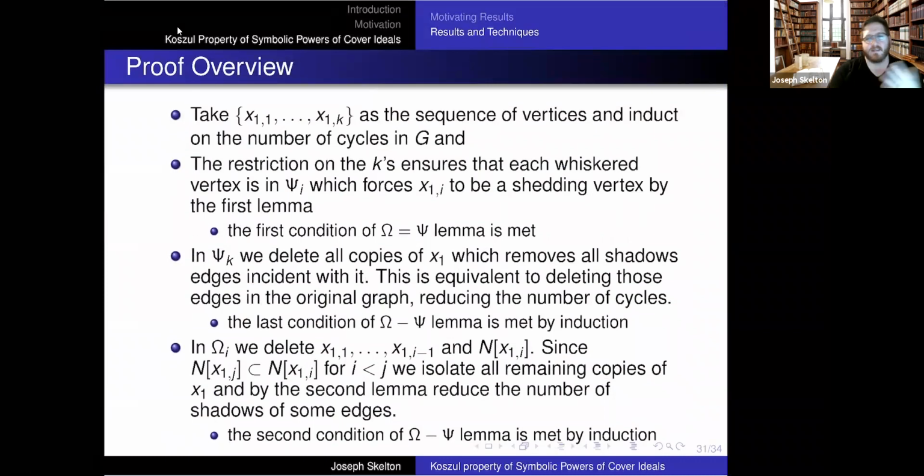The proof of this, in a very hand-wavy fashion: we let the sequence be, take a whiskered vertex, whatever one you want. The sequence is all copies of that vertex. And then induct on the number of cycles. Because we copied the whisker more than anything else, we ensure that the first condition of the omega psi lemma is met, because the whisker will always be there to ensure the shedding vertex.